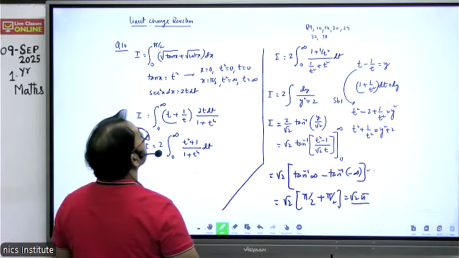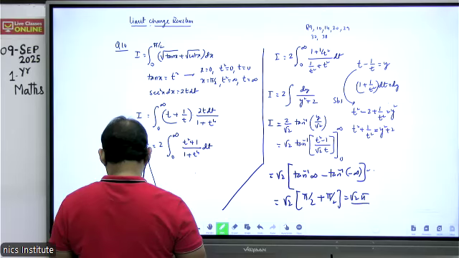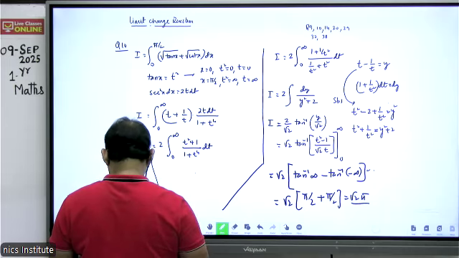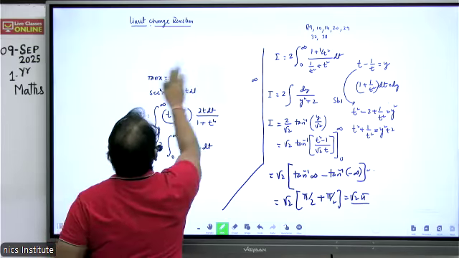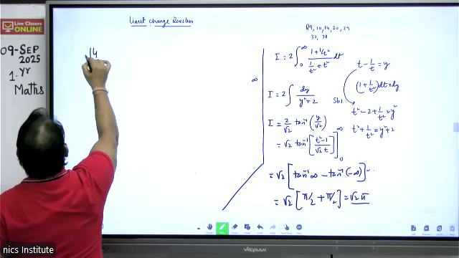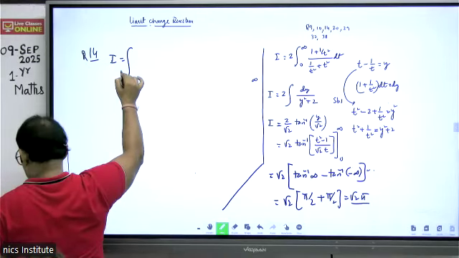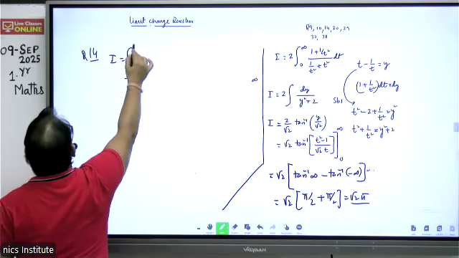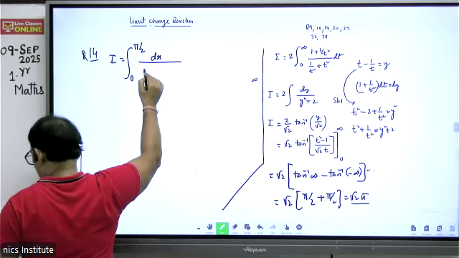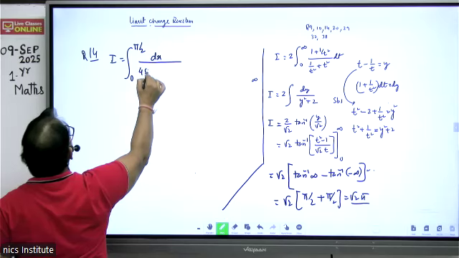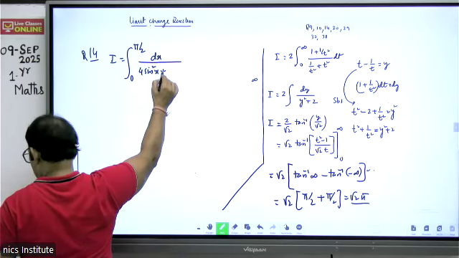Next question is question 14. Question 14 is I is equal to integral from 0 to pi by 2, dx over 4 sin square x plus 5 cos square x.